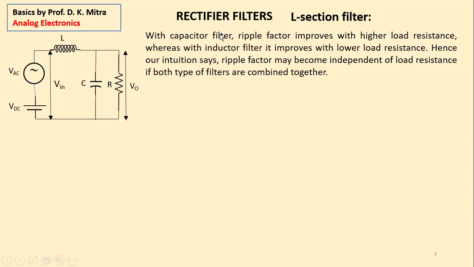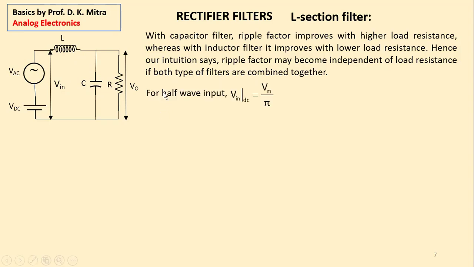With the capacitor filter, we found the ripple factor improves with higher load resistance, that is, a higher value of R. Whereas with the inductor filter, it appears that the ripple factor improves with a lower value of R. That gives an idea. Hence, our intuition says the ripple factor becomes independent of load resistance if both types of filters are combined together. So, this is a capacitor filter, this is an inductor and a resistor. They are combined. We shall find out what the ripple factor is.